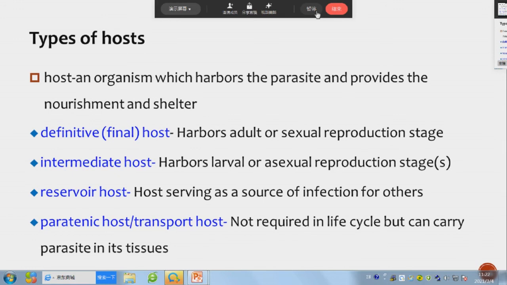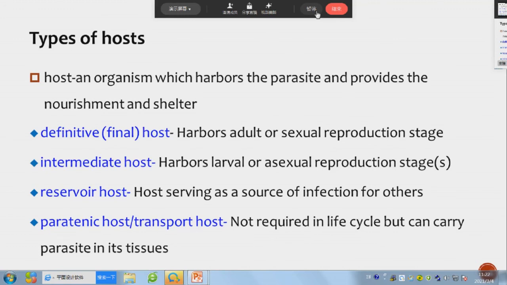And the humans, we call the definitive host. The animals, you can call a reservoir host or a definitive host anyway. But the point is that in the animals there must be adult worms or the sexual reproduction stage parasitizing. These animals we can call a reservoir host or definitive host. But humans, we only call the definitive host.